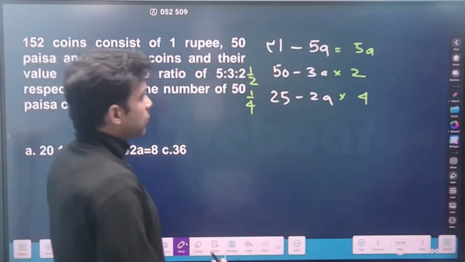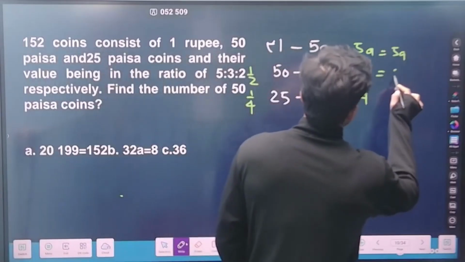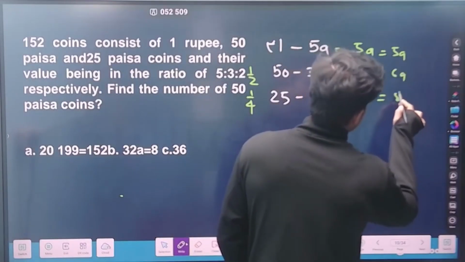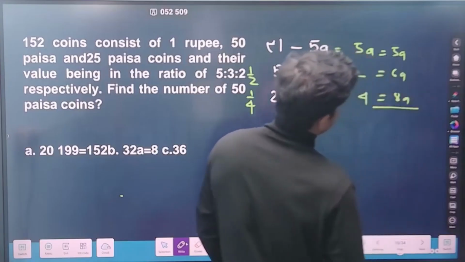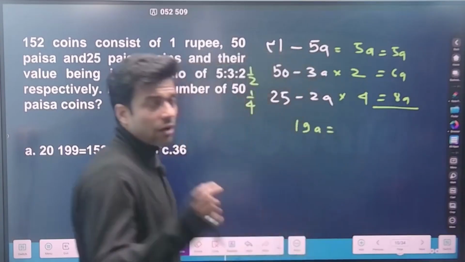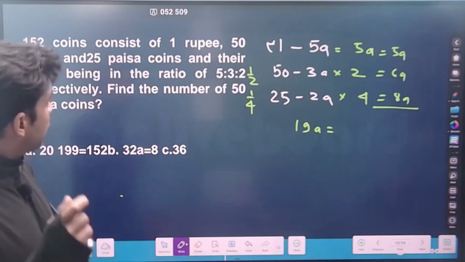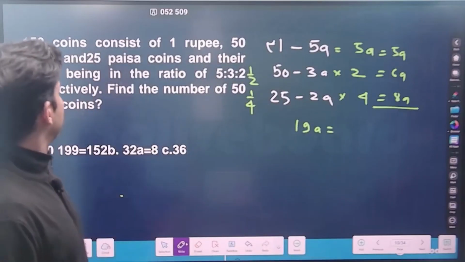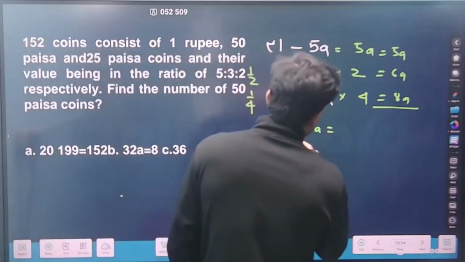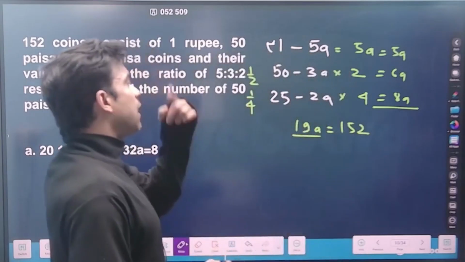So now it will become 5A, this is 6A and this is 8A. So the total is how much now? 14 plus 5, 19A. Now I am not converting this into paise, I am converting this into coins. So 152 coins. Can I say 19A coins would be equal to 152 coins? Now you would ask me, sir, how have you done this?